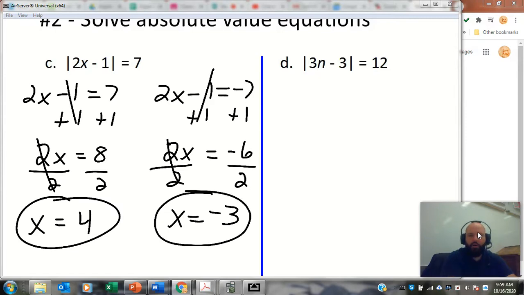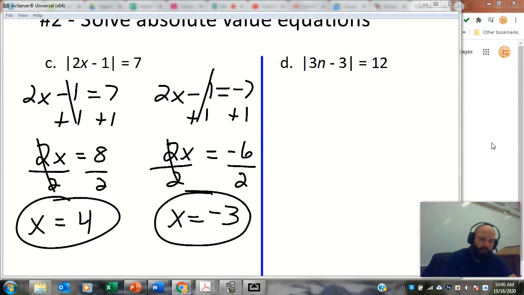So there are the two x values that, if you plug those into the original equation, the absolute value of 2x minus 1 equals 7, would give you the correct solution of 7. All right, a few more here.